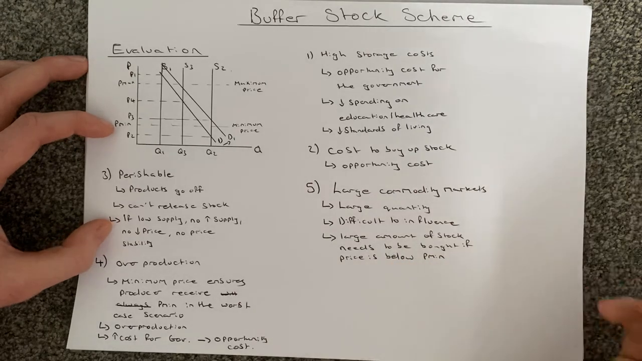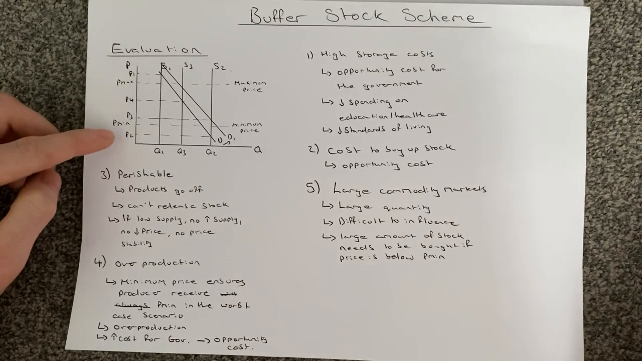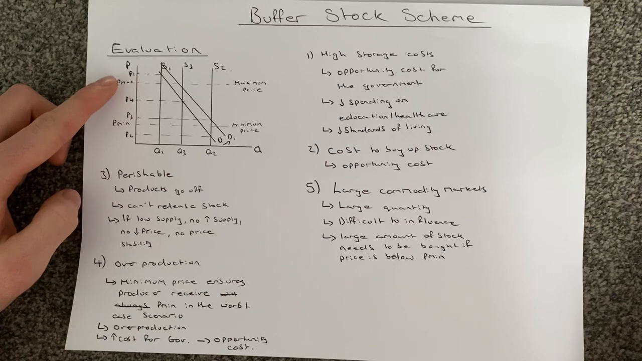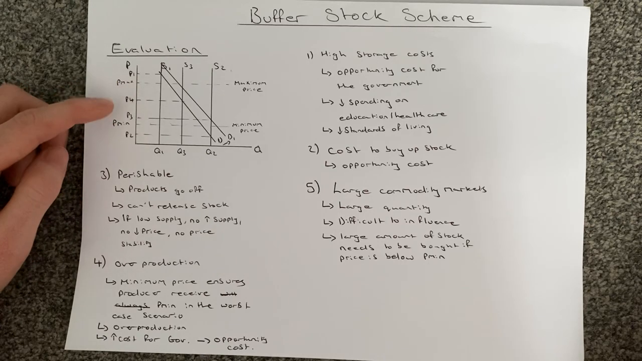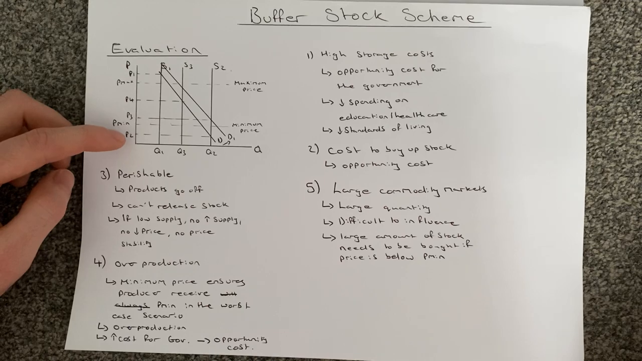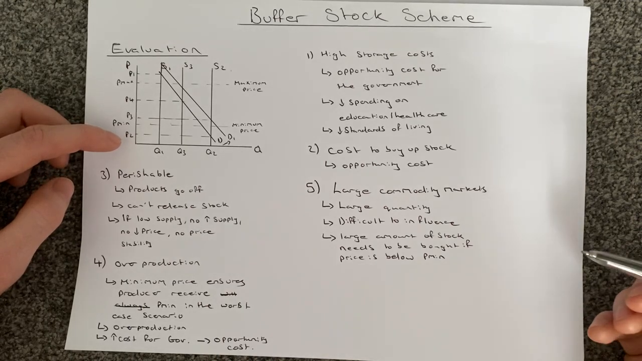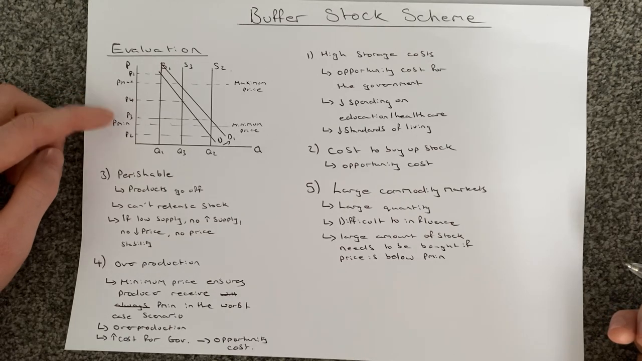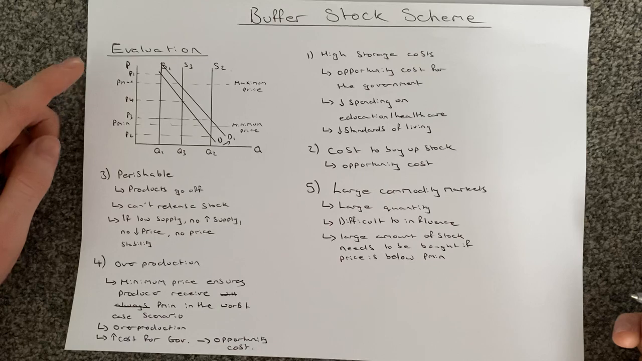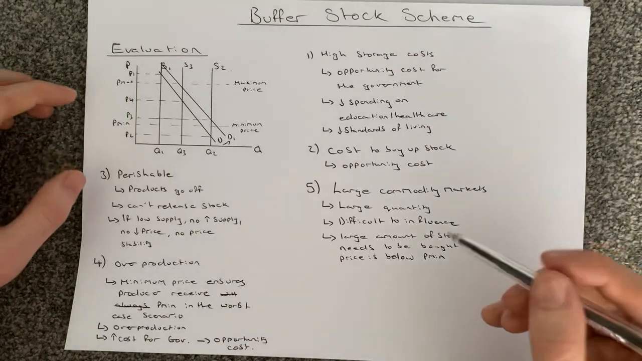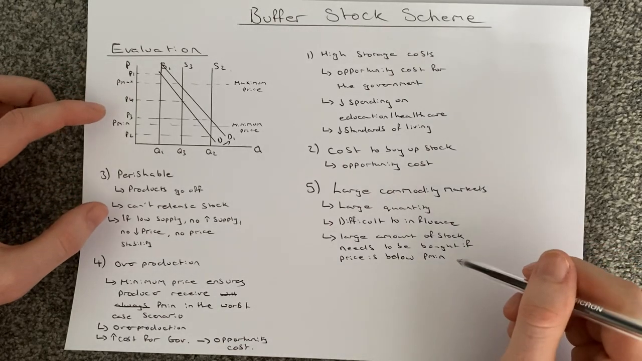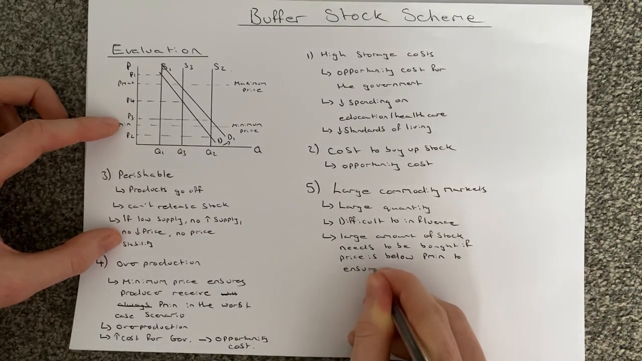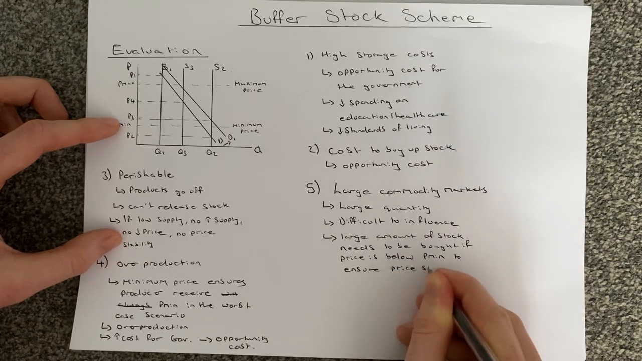P min. Okay, so if the price was at P2 and you were trying to get the price within the upper and lower limit, so between the maximum and minimum price, you need to buy a significantly large amount of the stocks, i.e. wheat, in order to get the price up to P min and above it, but obviously not above P max. So large amount of stock needs to be bought if the price is below P min to ensure price stability.